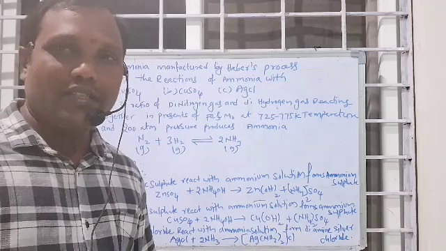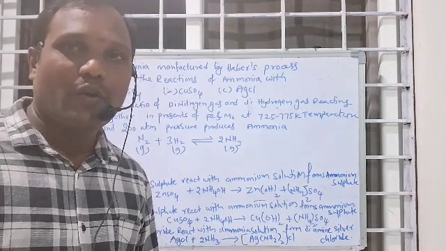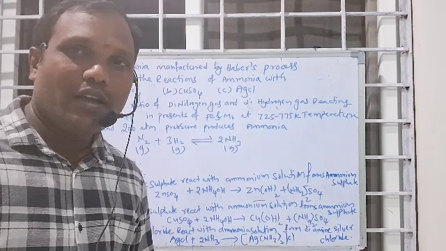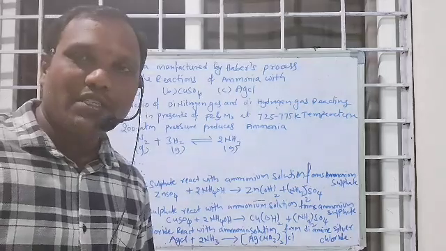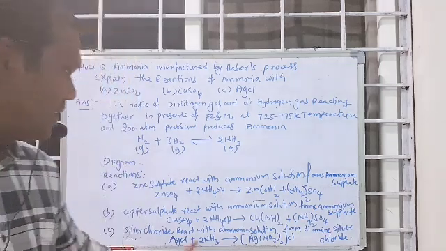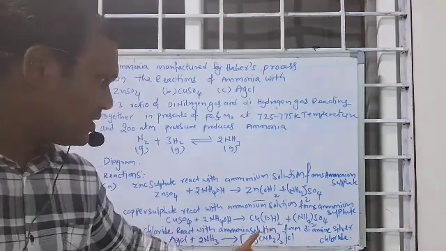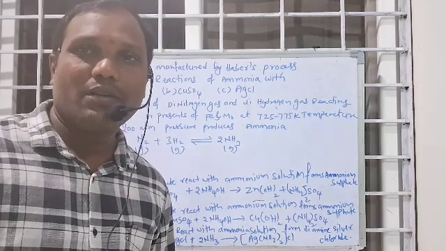And one more reaction, ammonia is reacting with silver chloride. Here this reaction is a coordination bond formation. Here diammine silver chloride is the obtained product.